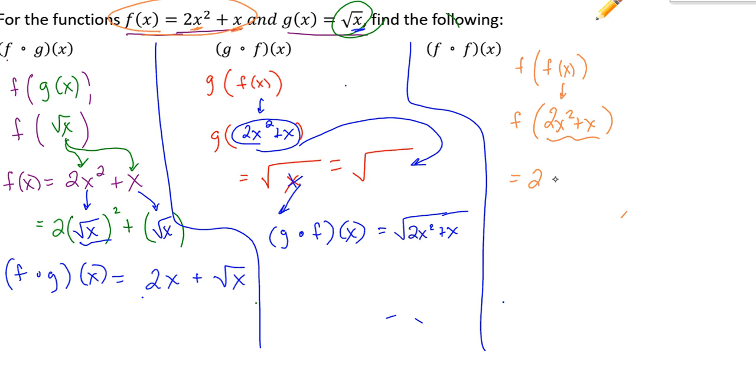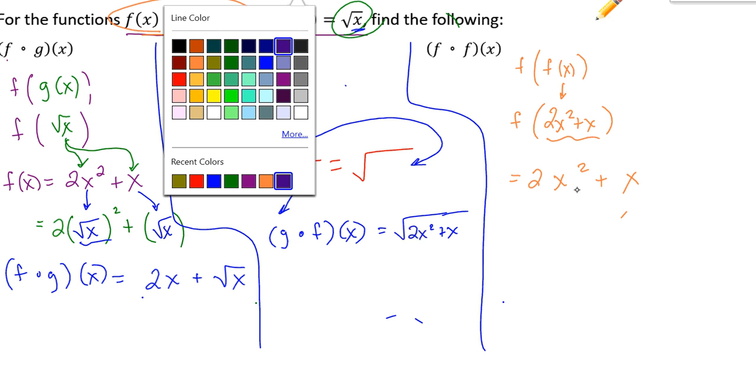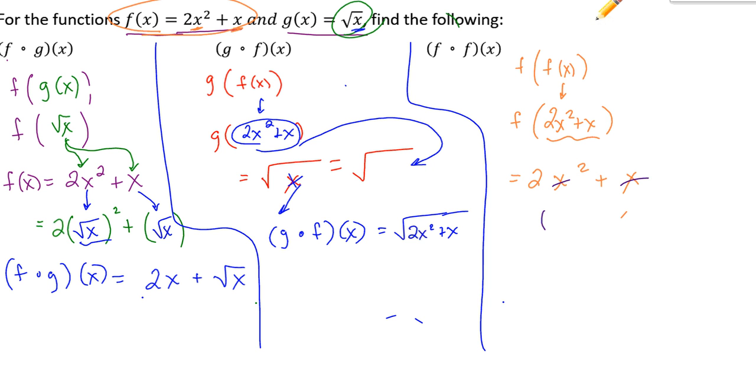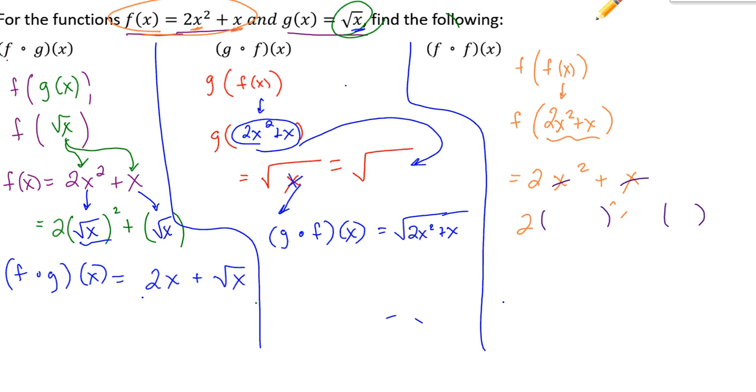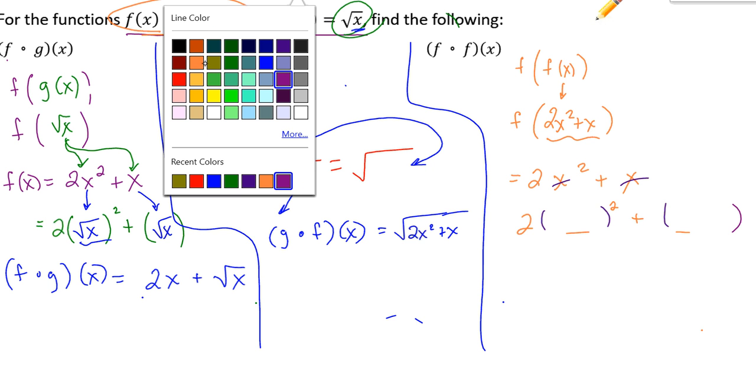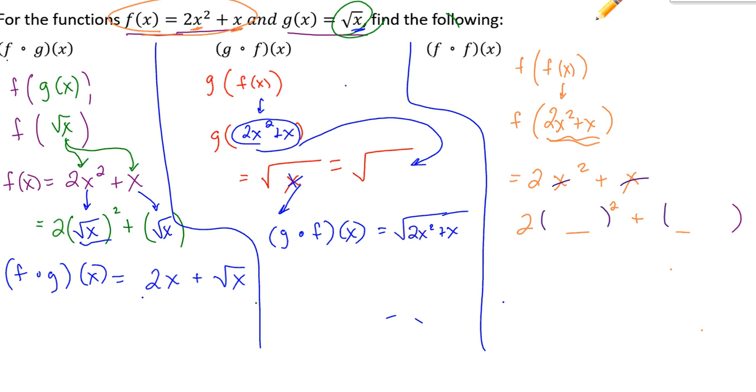So it was 2x squared plus x, but I'm going to take out these and put parentheses in place of it. So I took those x's out. I took the x out of there, took the x out of there. And I'm now going to plug f back into itself. So 2x squared plus x is going to go here. And 2x squared plus x is going to go there.